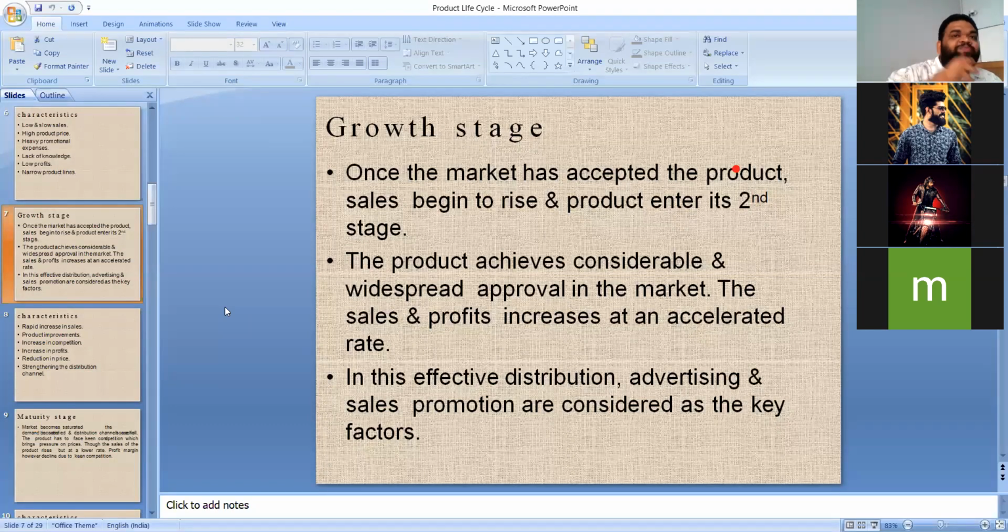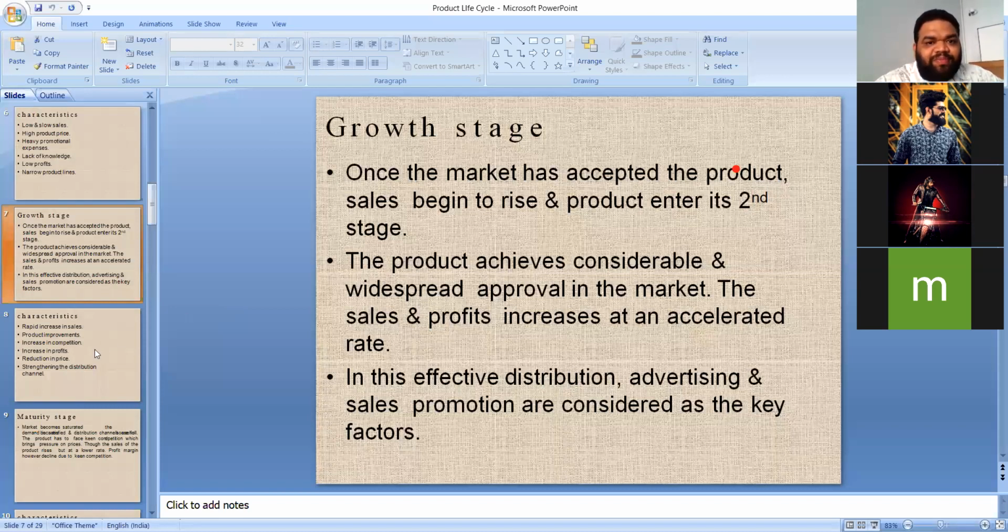factors. Yes, our sales are increasing and our profits are increasing, but still we have to reach more customers, and we have to spend much time and also much money on advertising and sales. Okay, that is what. Now let us see the characteristics.